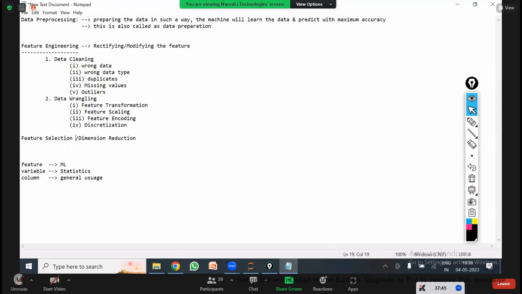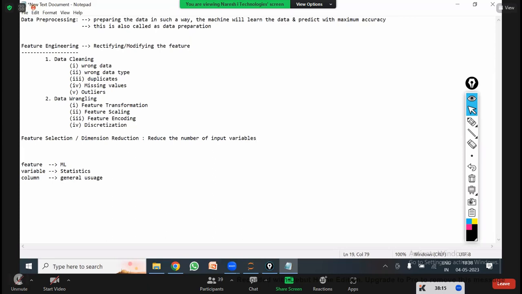What is meant by dimension reduction? Dimensions means the number of variables. Reducing the number of variables. Feature selection or dimension reduction means finally you are trying to reduce the number of input variables which are unimportant. You can't remove the important variables.